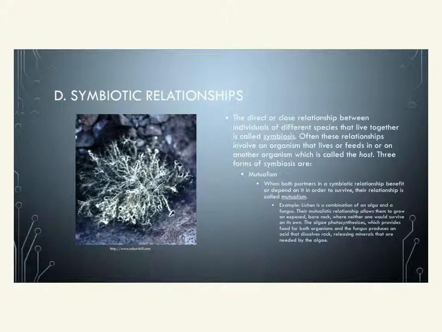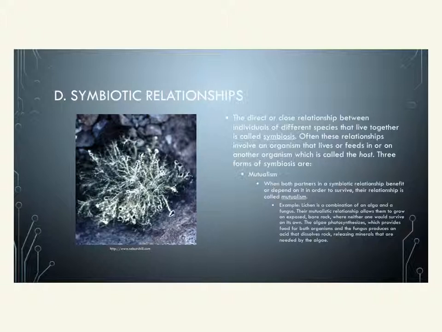Okay. This leads us to talking about symbiotic relationships, which is the direct or close relationship between individuals of different species. Usually, these relationships would involve some sort of organism that's going to live or feed in or on another organism. So we call the organism that is hosting the other one the host. There are three forms of symbiosis, and each of them varies a little bit, so we'll explain them. The first one we'll look at is mutualism.